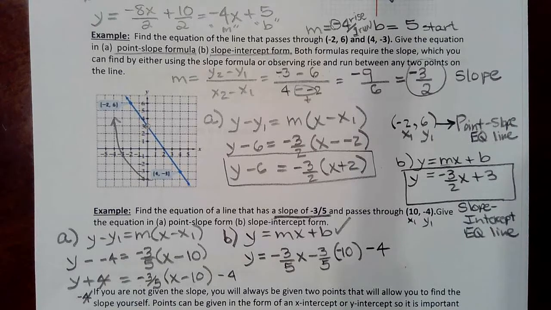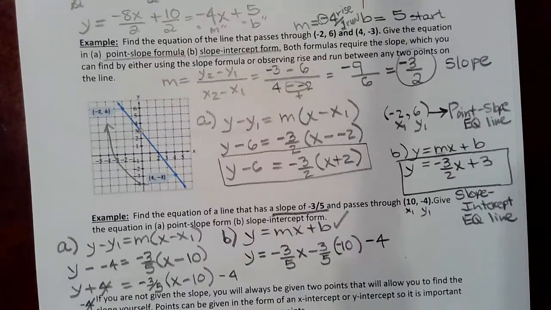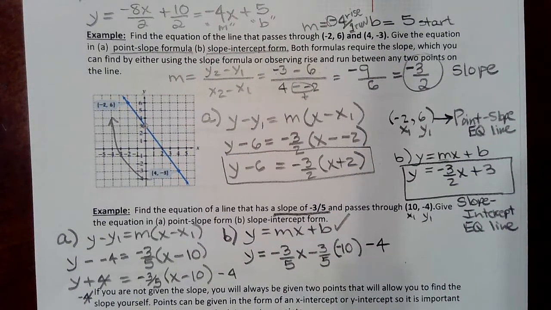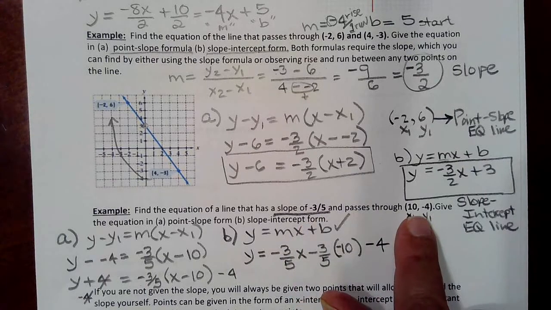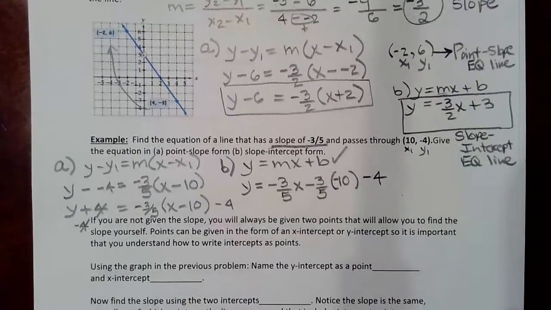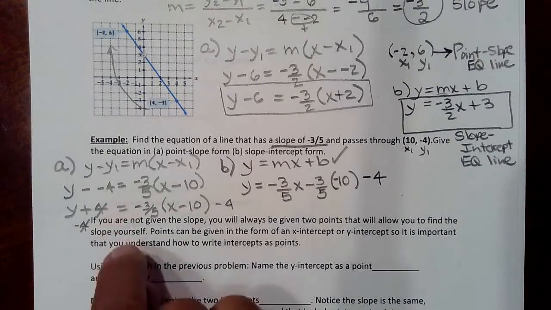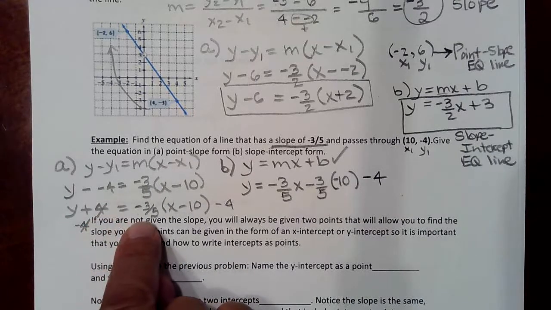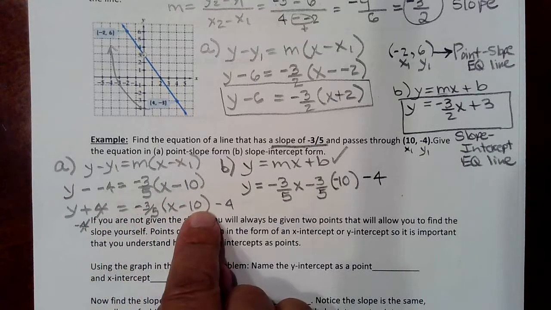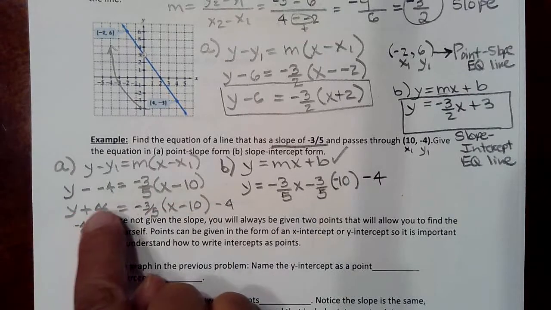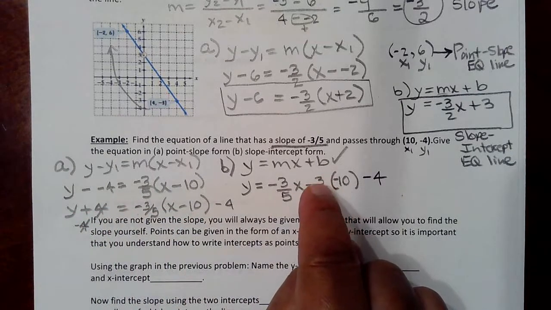Okay, this is a continuation of section 2.3 for MAC1105, and we were looking to find the equation of a line using a slope of -3/5 and passing through (10, -4), and trying to give that equation in both point slope form, which we had done in part A. We had y plus 4 is equal to -3/5 times x minus 10, but I have already started using this in order to get part B.